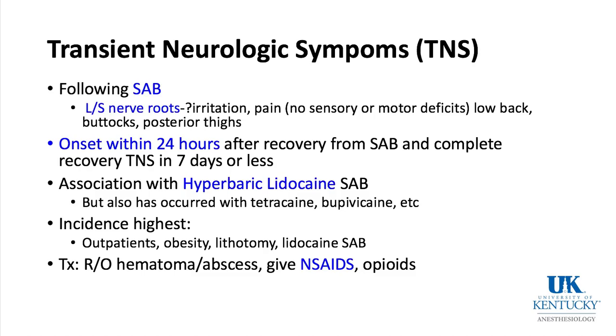Transient neurologic symptoms, what are those? Those are classically pain in the buttock area and the low back and the posterior thighs after someone who's had a subarachnoid block, classically with 5% lidocaine, and its onset occurring within 24 hours after they've recovered from that subarachnoid block. TNS, or transient neurologic symptoms, start within 24 hours and recover within a week or 7 days.